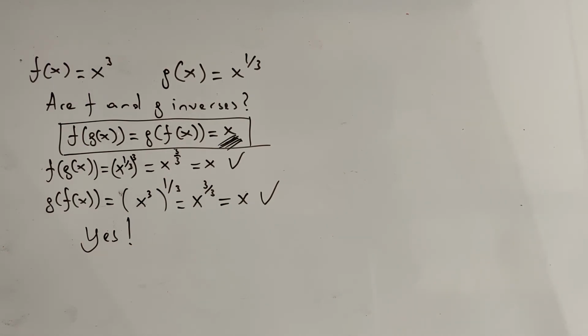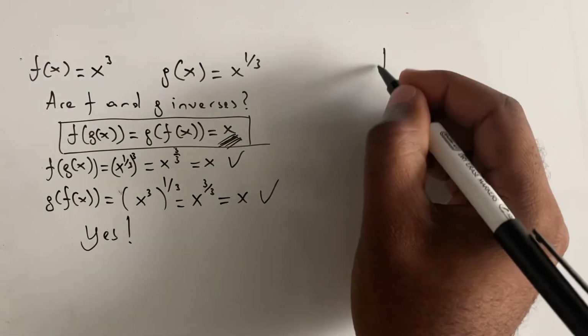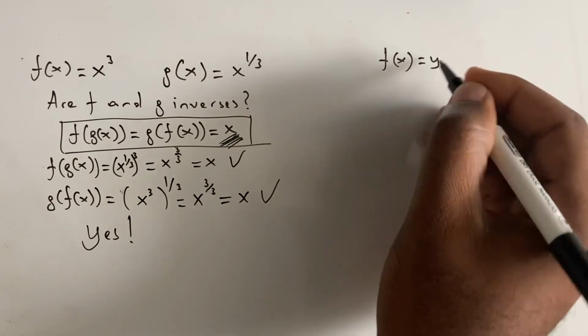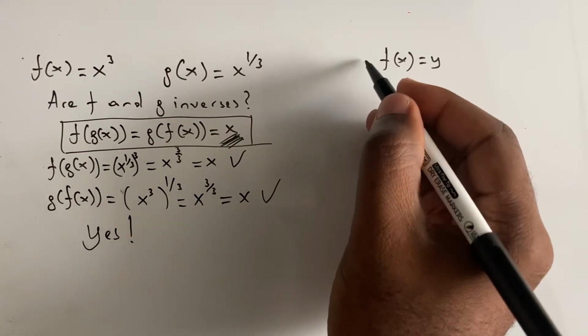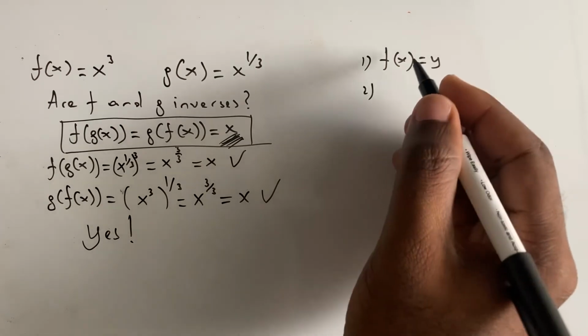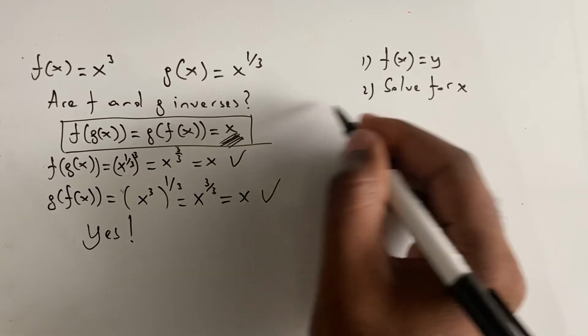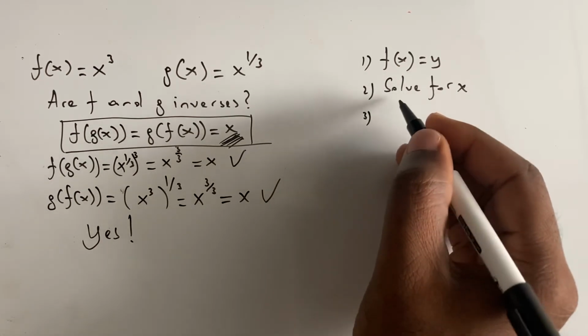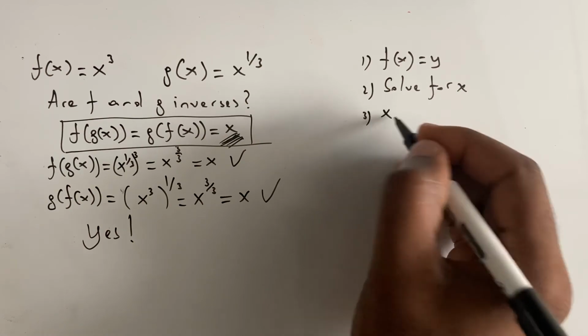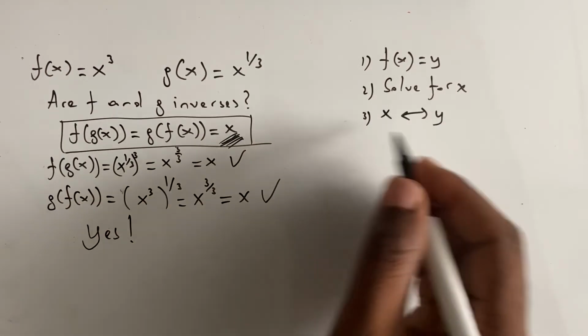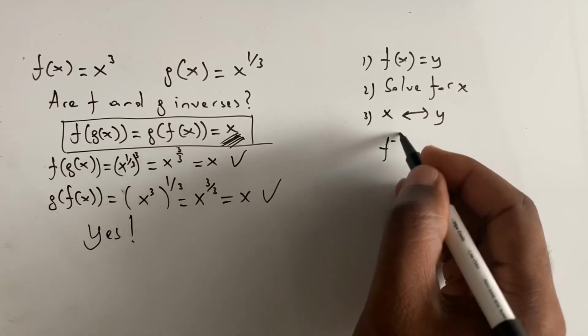So I just showed you two things here. First, how to find the inverse of a one-to-one function when the function is given to you. How do you do that? Well, you first change f of x to y, because f of x is basically y. Then you solve for x, just like I did previously. And then you interchange x and y. Whatever you get for y is the inverse function.